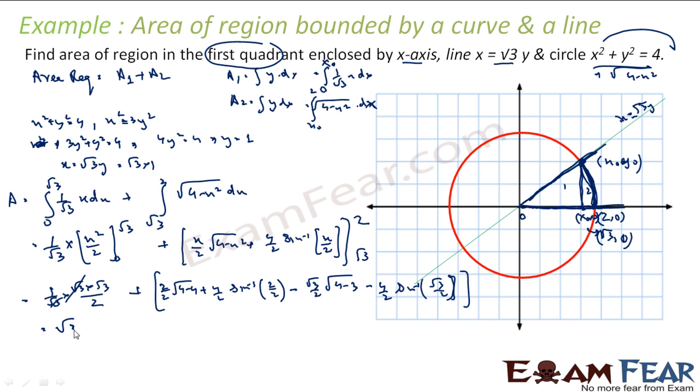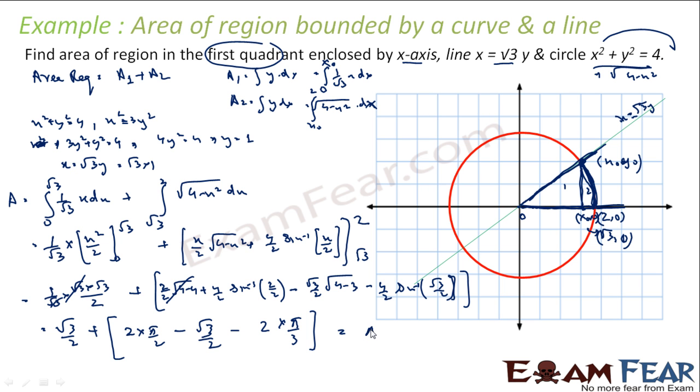So this becomes root 3 by 2 actually, correct? Plus this we have to find. So this, x 2 by 2 is 1, this is 0 anyway. Sine inverse 1 is pi by 2, so this becomes 2 into pi by 2. Then 4 by 2 is 2, minus this becomes root 3 by 2 into 1, correct? That is root 3 by 2, minus 4 by 2 is 2, sine inverse root 3 by 2 is pi by 3.